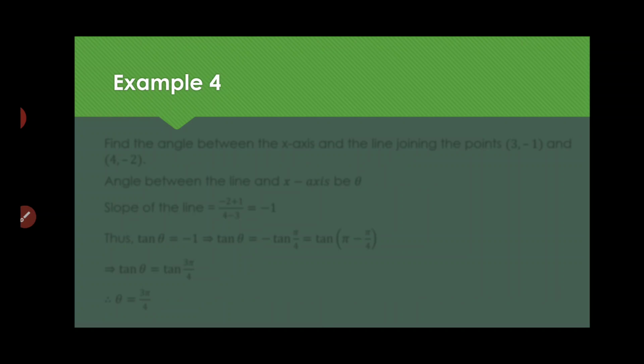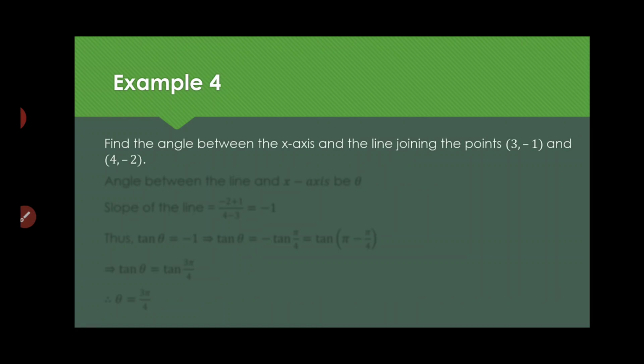Number 4. Find the angle between the x-axis and the line joining the points 3, -1 and 4, -2. Now, angle between the x-axis and the line joining the points.